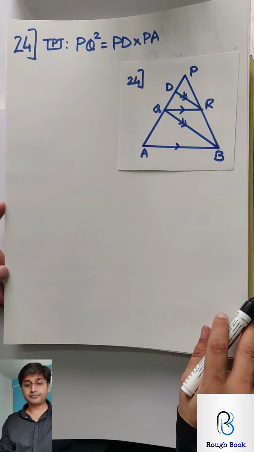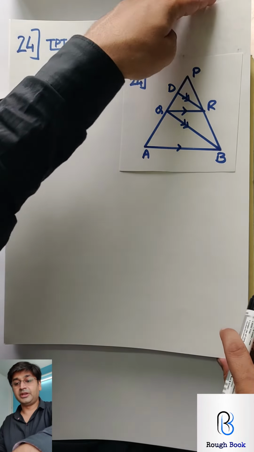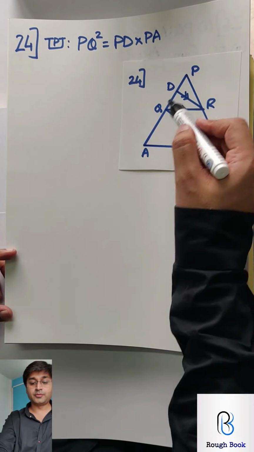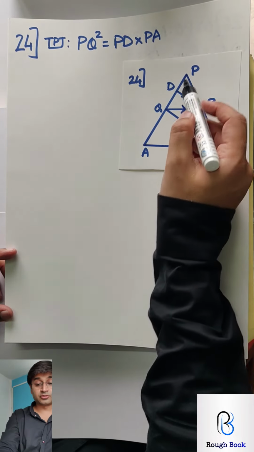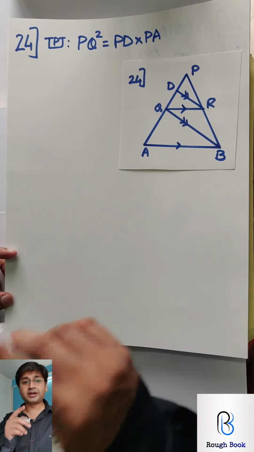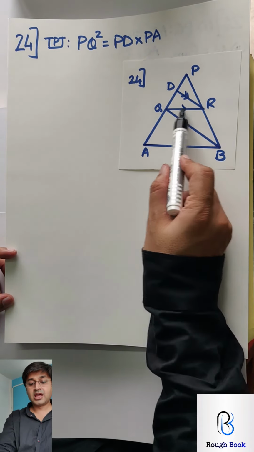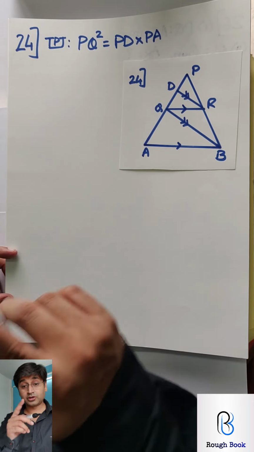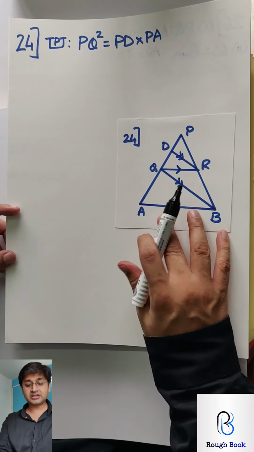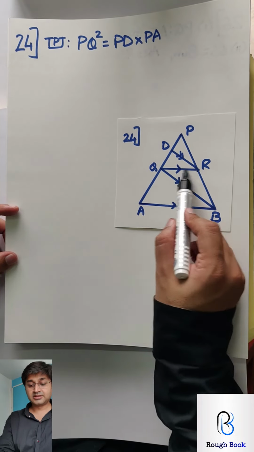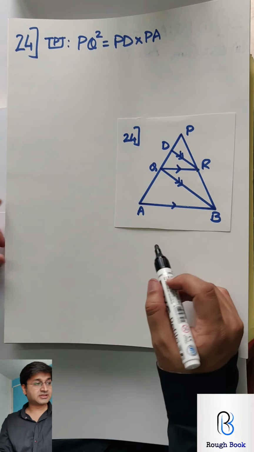PQ square is equal to PD into PA is what your target is. Everything on this one side only. So there is a trick that they are playing with you. They have told you DR is parallel to QB and QR is parallel to AB. Now watch out what I am doing. First, I will take triangle PQR and PAB. This is parallel. I'll prove them similar.